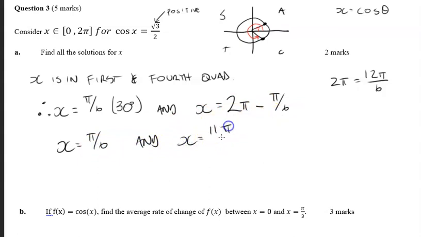So this is where we get 11 pi on 6. So those are the two solutions here, which will grant you your 2 marks. Some people put 30 degrees and the other one was 330 degrees. Again, technically correct. You'll get 1.5 marks for that one, but I have to see it in radian format.